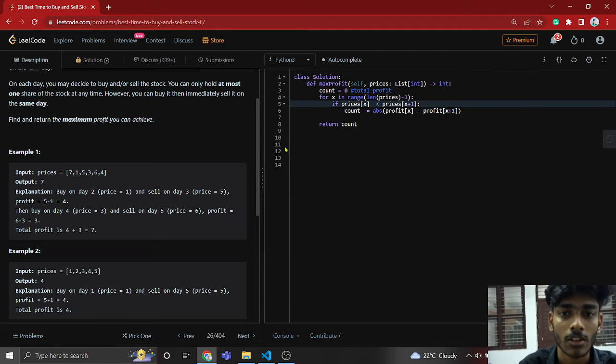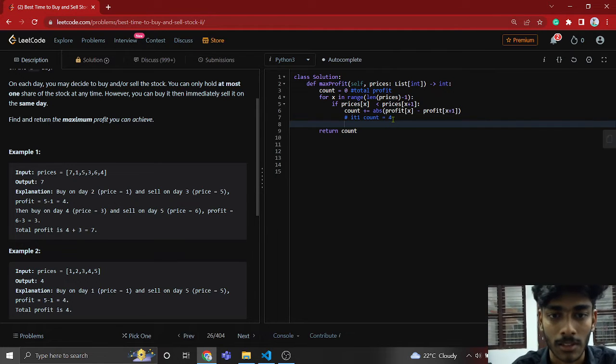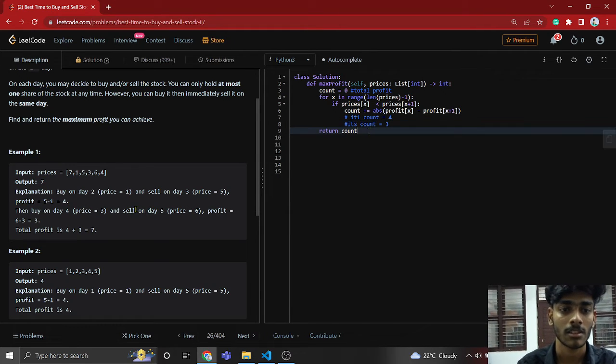On day x, 1 is less than 5, true, so the count will be the absolute of 1 minus 5, count 4. On iteration 1, count equals 4, as we can see. Next, on day 4, the price at x is 3 and at x plus 1 is 6. So on iteration 3, the count will be 3, right? So the total count will be 7.